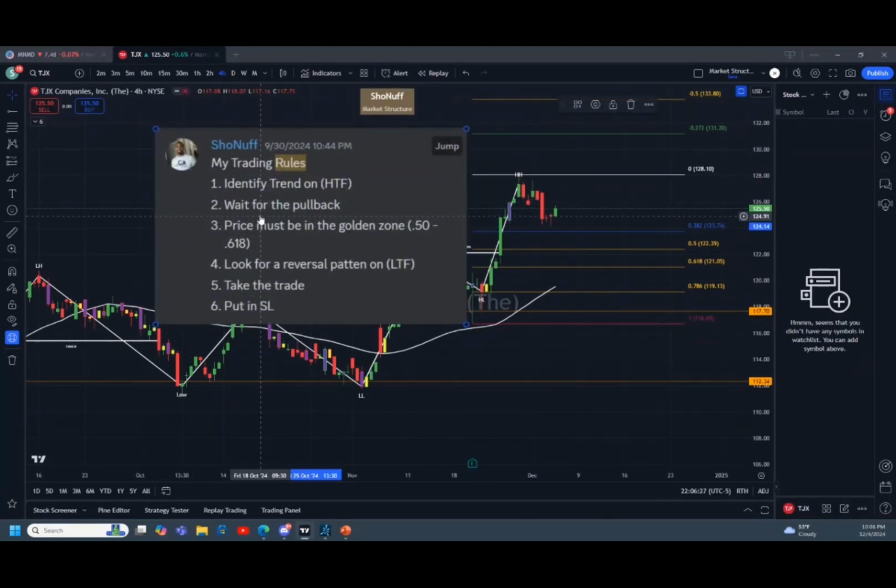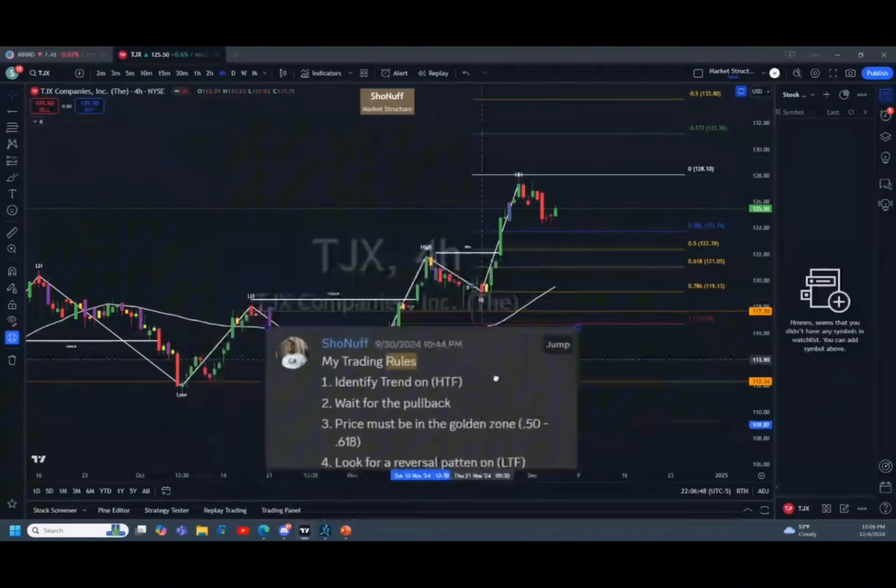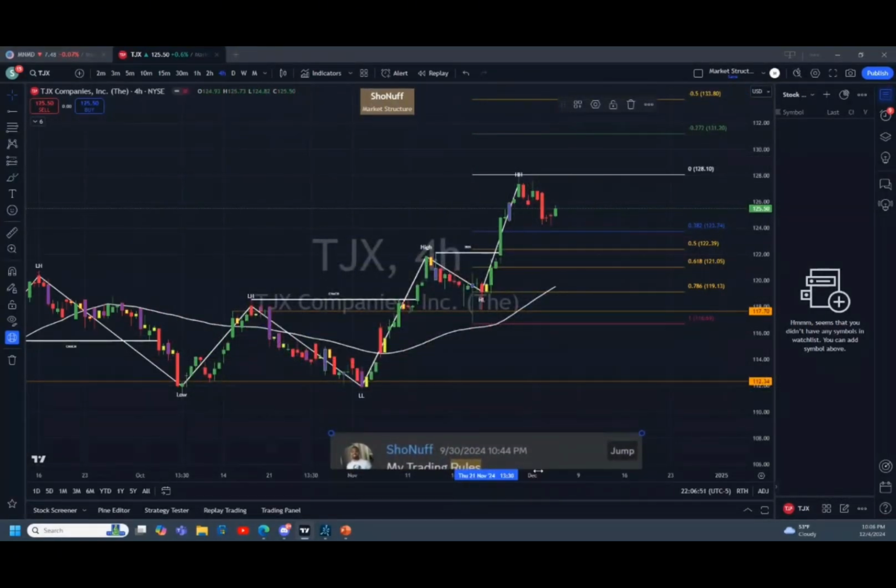Identify trend on higher time frame, wait for pullback. Price must be in the golden zone between 50 and 61.8. Fourth one, look for reversal on the time frame. After I see all that, the most important is just take the trade and put my stop loss in. That's my trading rules. So yes, could this bounce right here off the 382? Absolutely. For me, because I have rules, I need to come back into the golden zone. Not to say this is a bad entry. It's just my rules tell me to do that.